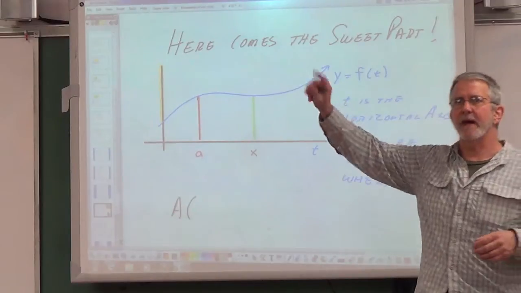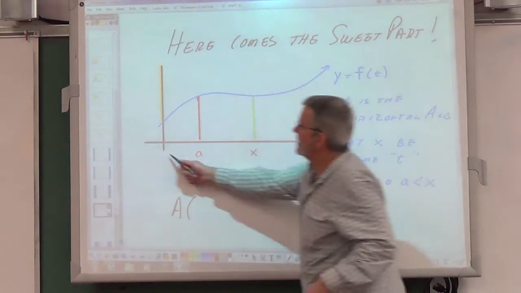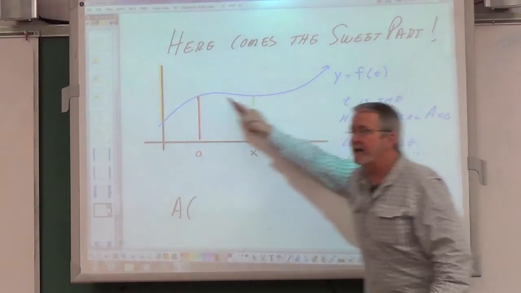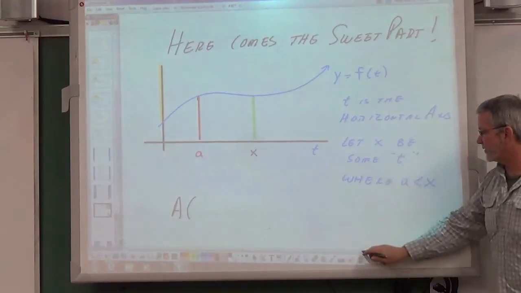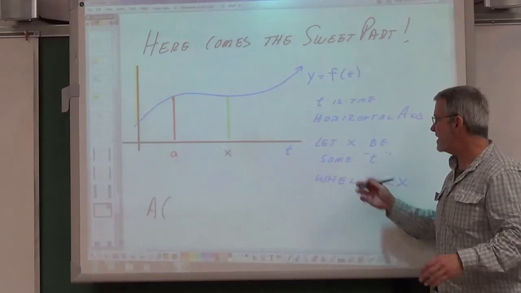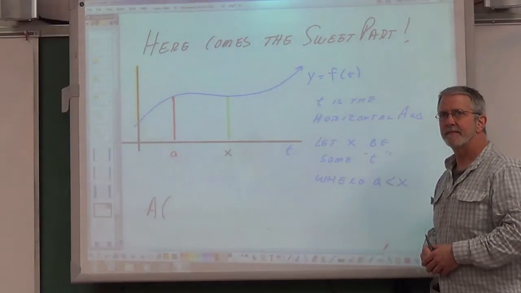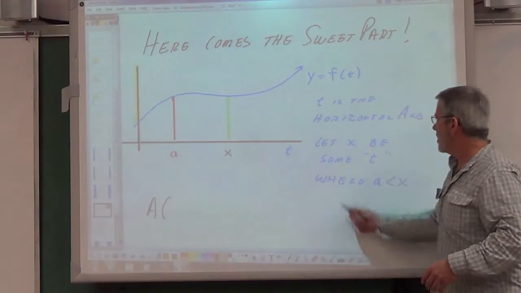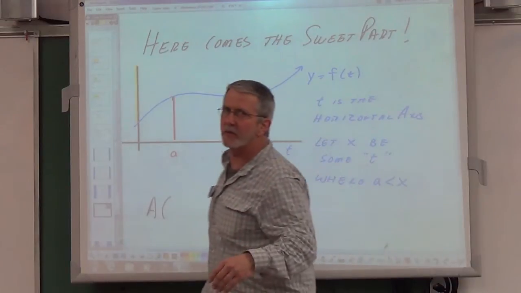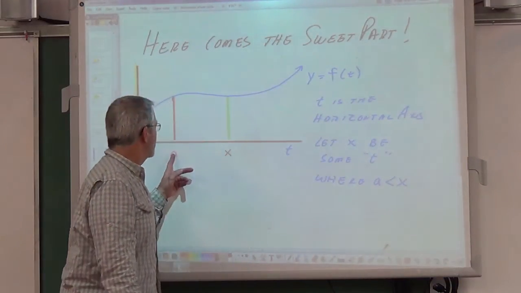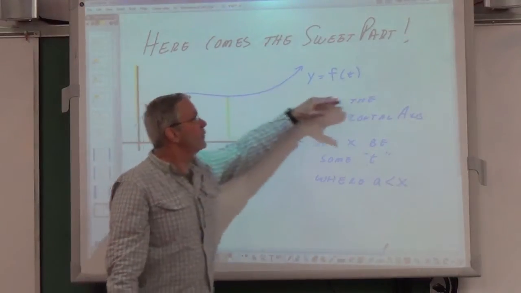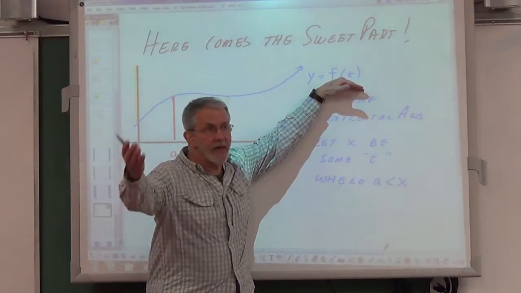Instead of considering some f of x, let's just consider a horizontal axis that's represented by t, and look at a function y is equal to f of t, where t is the horizontal axis. And what we're going to do is we're going to let x be some t. This x is going to be some t value, where x is going to be greater than a. The only restriction on x is going to be that it is greater than some arbitrary a. So I'm looking at f of t, and we've done that a lot in calculus. I'm certain that you have.